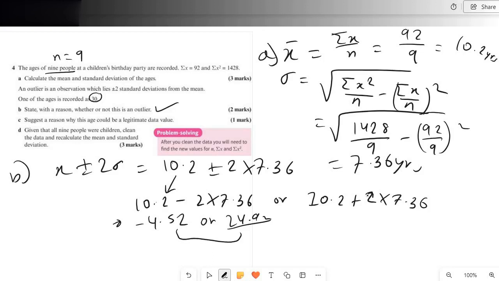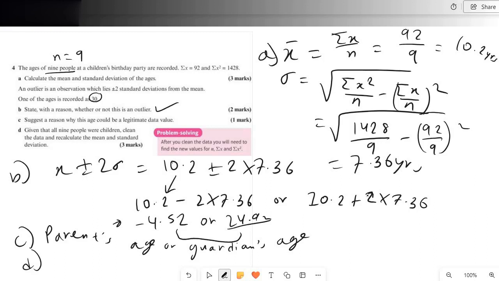For number C, we have to suggest a reason why this age could be a legitimate data value. And as you can see, 30 is not an impossible age to have, because it could simply be the age of a parent. So this age could be a parent's age or a guardian's age. Therefore, we can say that this is a legitimate value.